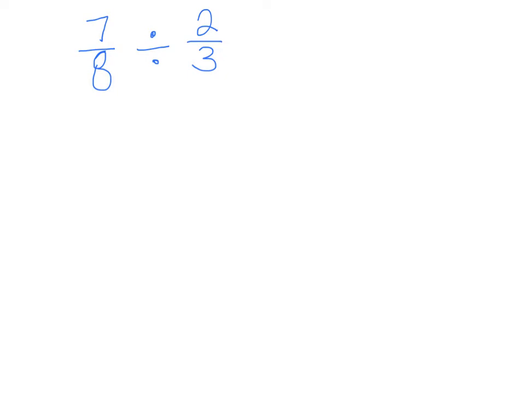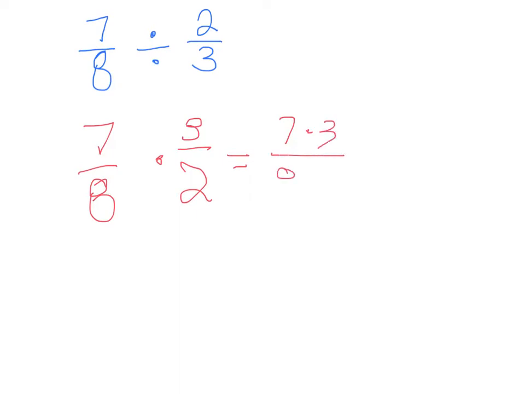Alright, now let's try an example. We have 7/8 being divided by 2/3. So we keep our first fraction, change division to multiplication, and take the reciprocal of 2/3, which is 3/2. So now we're going to multiply. We have top times top over bottom times bottom. So 7 times 3 is 21 over 8 times 2, which is 16.